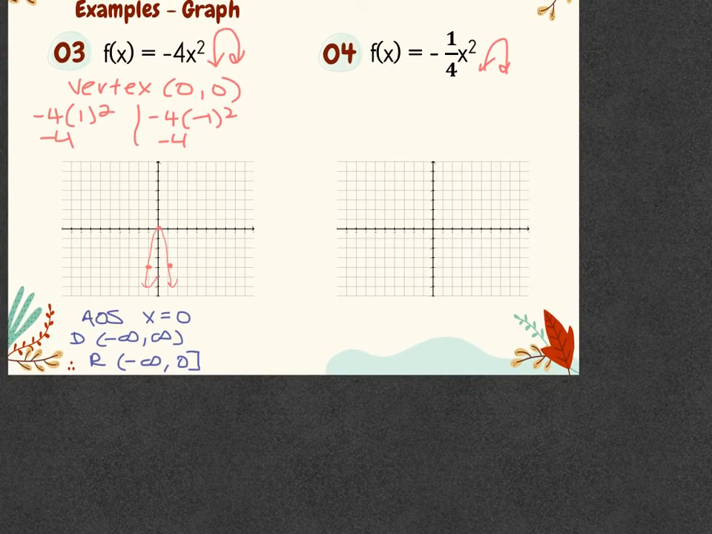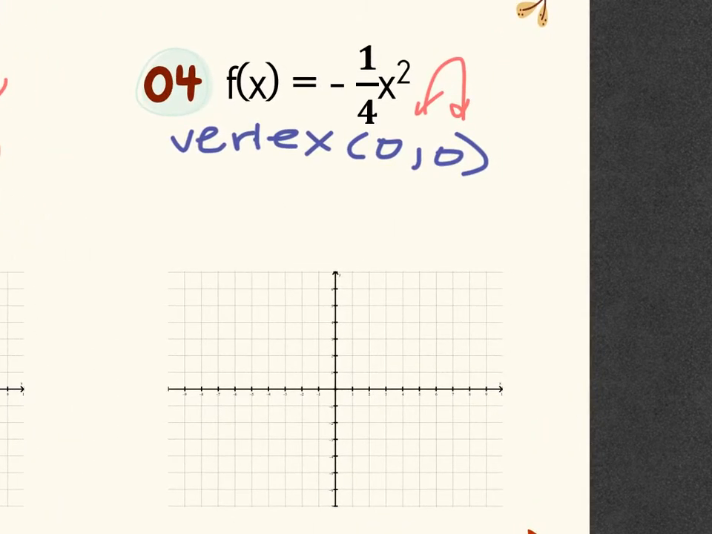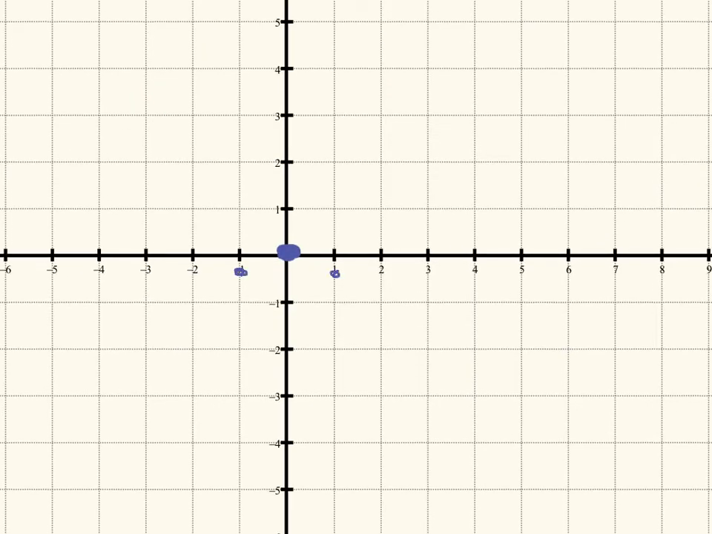Now all the same is happening for 4, too, okay? My vertex is at 0, 0. I have to plug in a point because my x-intercept and my y-intercept are also going to be at 0. So negative 1/4 times 1 squared, negative 1 squared is 1, so this would be negative 1/4. So now I've got a coordinate point here, and then it goes wider. No worries.